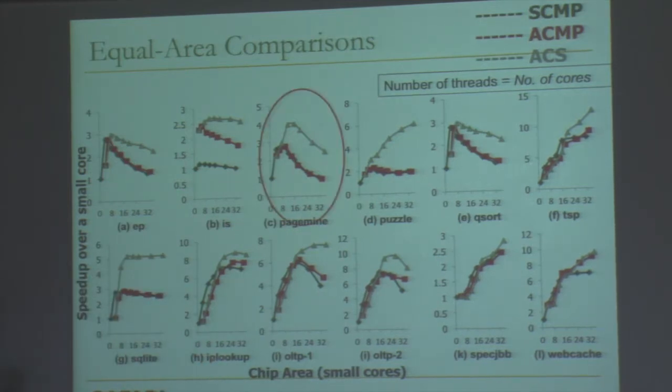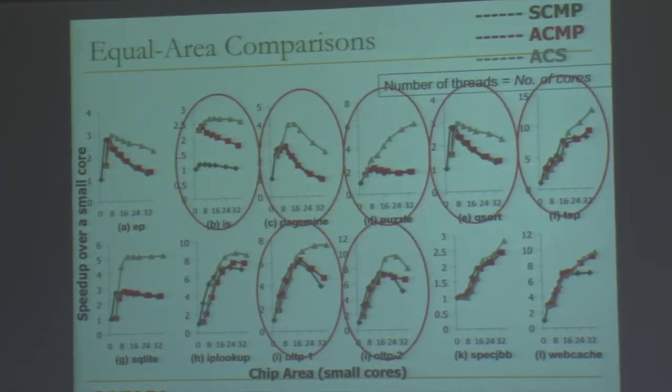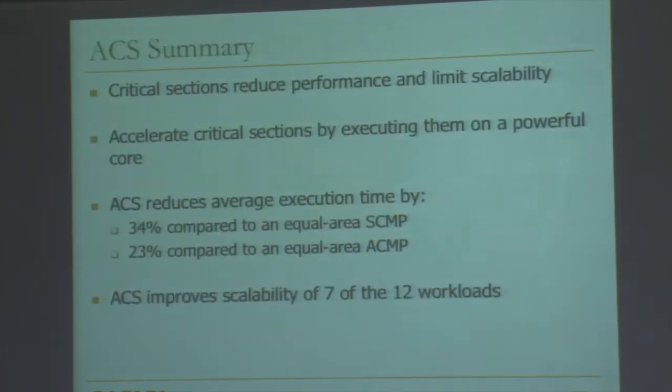Make sense? Basically, scalability improves for all of these benchmarks. The number of threads at which performance saturates improves for all of these benchmarks. OK. So let me summarize, and then we can take a break. Basically, what I've shown you is critical sections reduce performance and limit scalability of parallel applications. The idea to solve this is to accelerate critical sections by executing them on a powerful core.